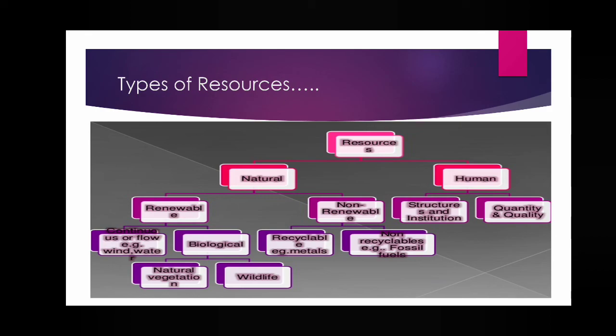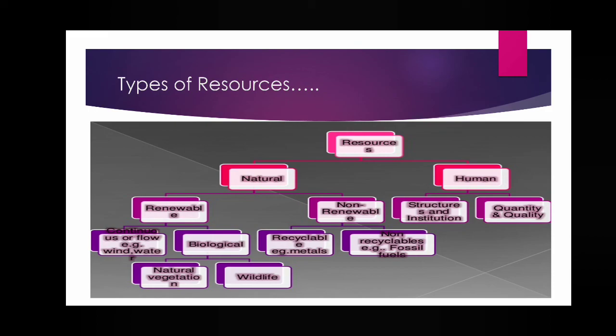Now come to the next, human resource. Human resource has two divisions. One is structure and institution. Structure and institutions means these are man-made resources, like industries, roads, railways, buildings, apartments, schools, hospitals. These are called man-made resources, we have made them.